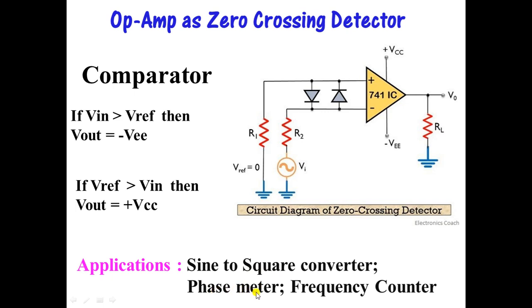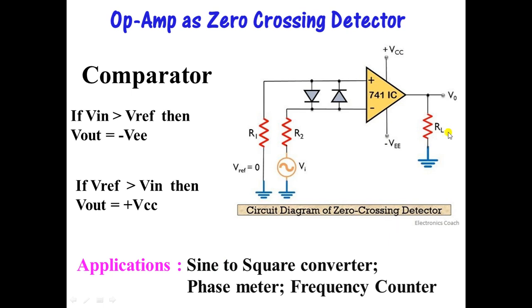Also it is used in a phase meter. Phase meter meaning to check what is the phase of the signal, whether it is 0 degrees, 180 degrees, 90 degrees. Also it is used in a frequency counter to count how much is the frequency of the signal. These are some of the applications in which op-amp is used as a zero crossing detector. Okay, so far are you clear with the basic principle of operation of zero crossing detector? How is the circuit? What configuration we have taken here? Negative or inverting configuration of op-amp. And these are the applications.